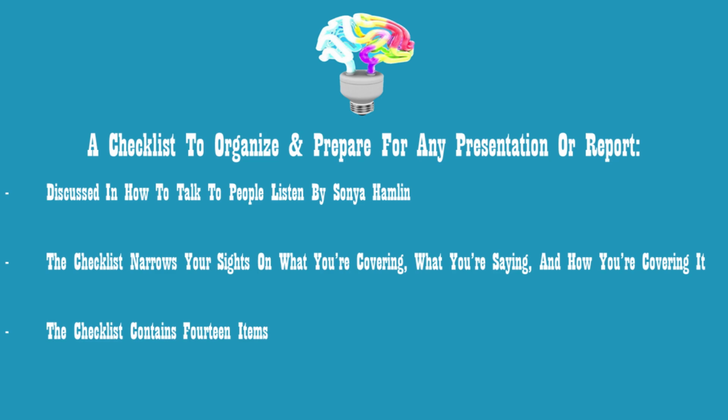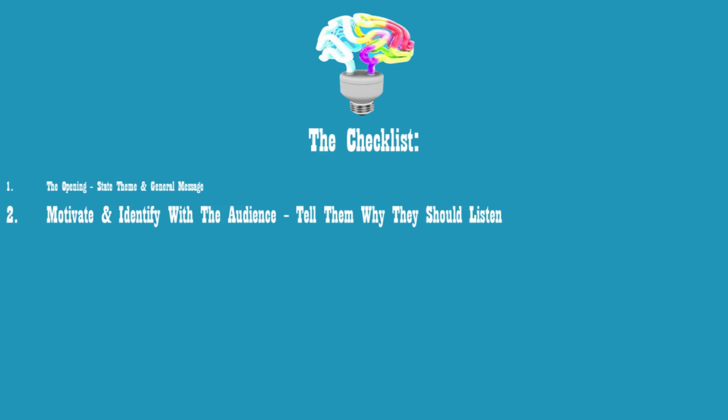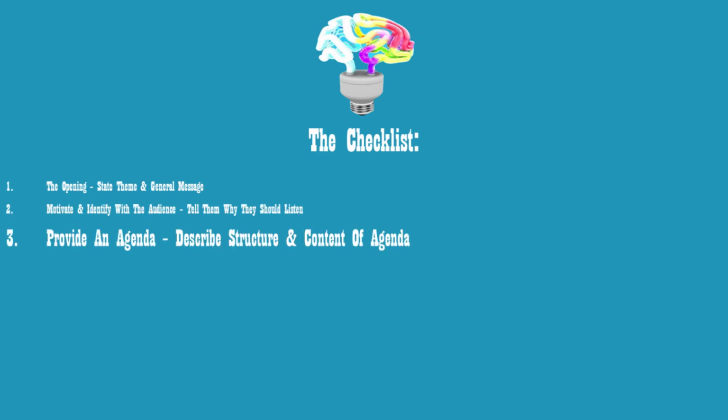The organizing checklist contains 14 items, and I now want to go through them. The first is the opening, which is where you state the theme as well as the general message. Then the next step is to motivate and identify with your audience, and this means to tell them why they should listen. After that, you should give an agenda, and this is where you describe the content and structure of your presentation.